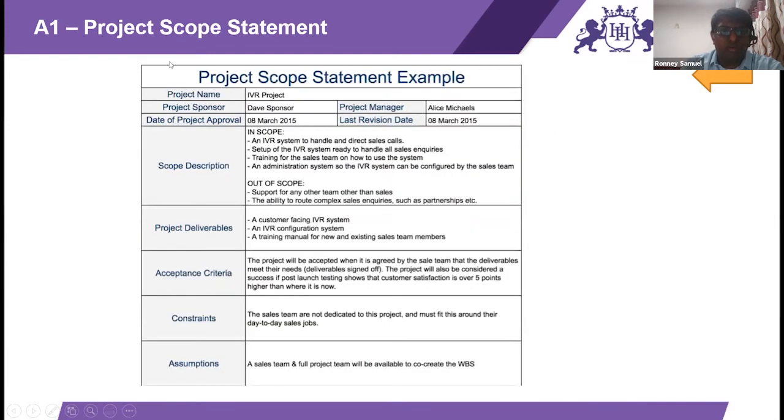So this is an example of a project scope statement. We have taken an IVR, which is an integrated voice recording project, which will handle and direct sales calls. So whenever you call something, they say press one for this, press two for this. So we are designing an integrated voice recording project. It says at a high level what your scope description is, what is in scope, what is out of scope, what the deliverables are, what the acceptance criteria, constraints, and assumptions are with respect to scope. Just a simple example of how a scope statement looks.